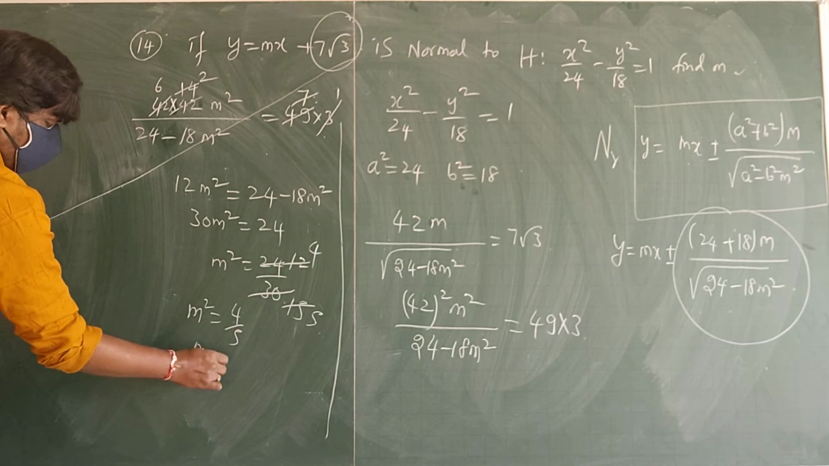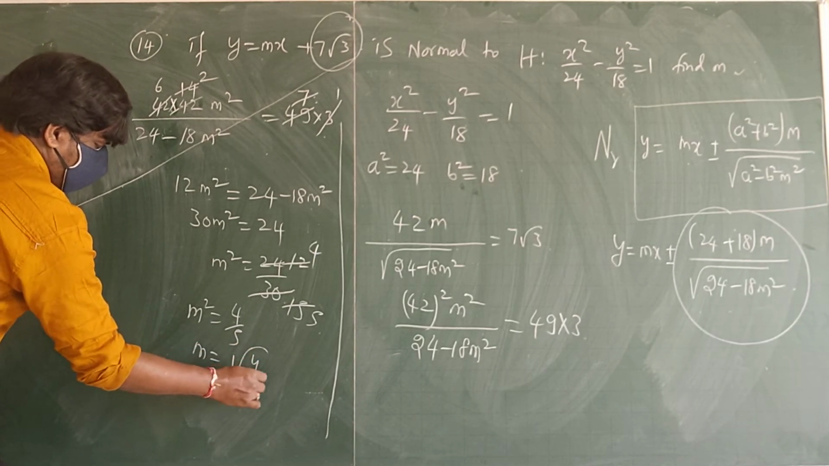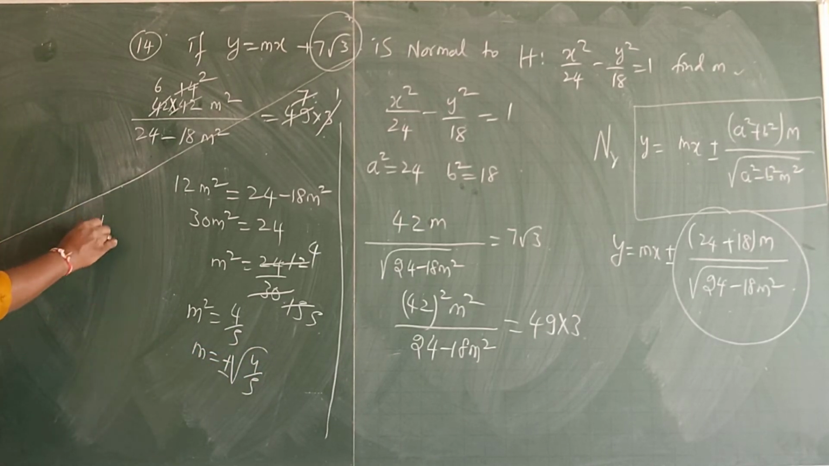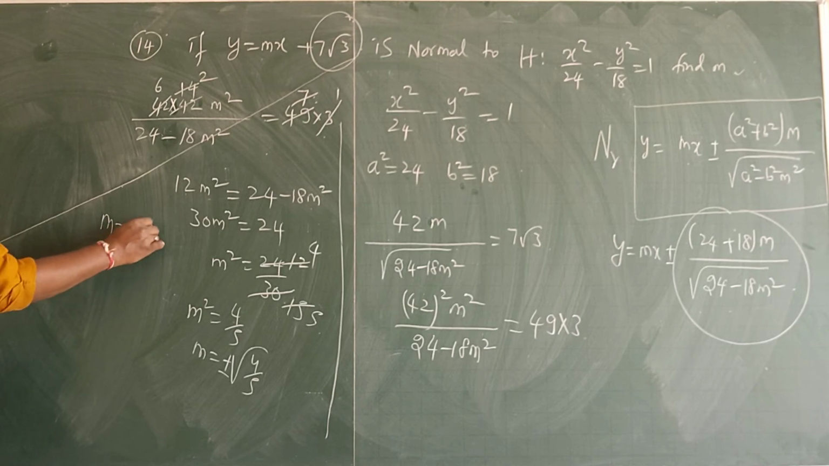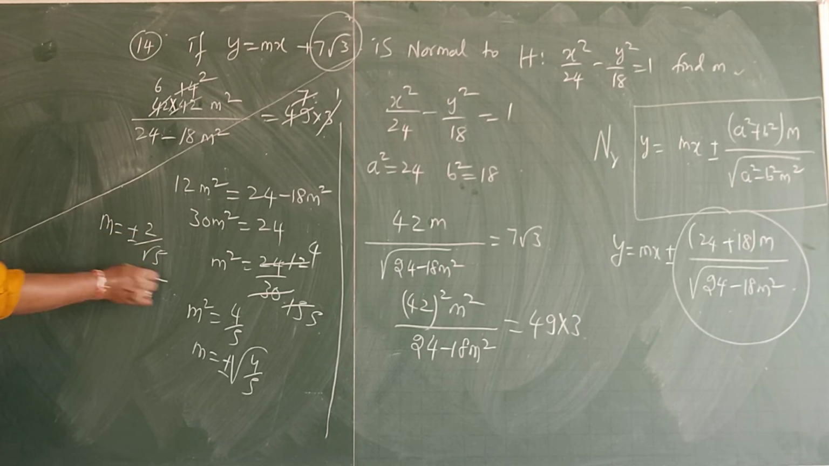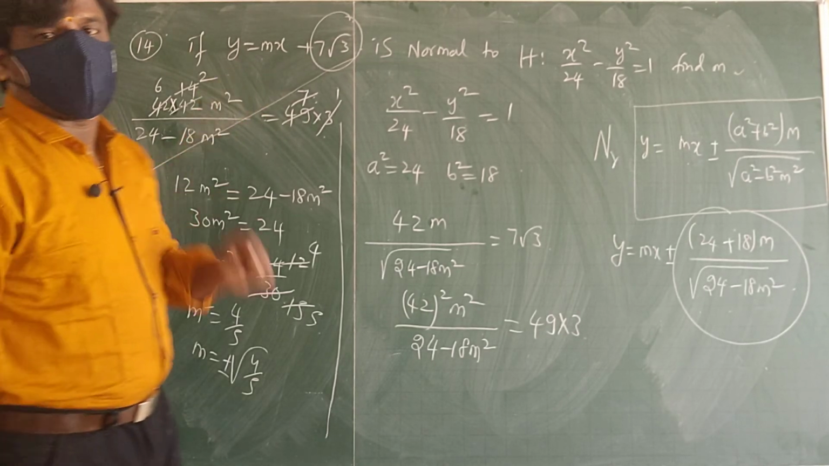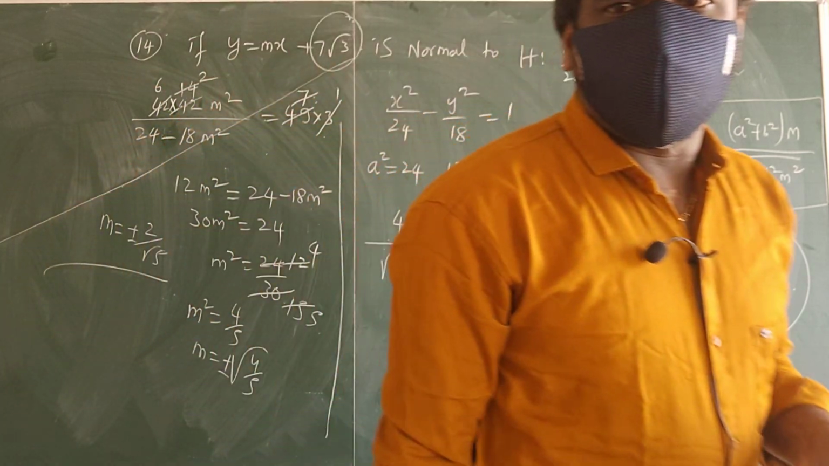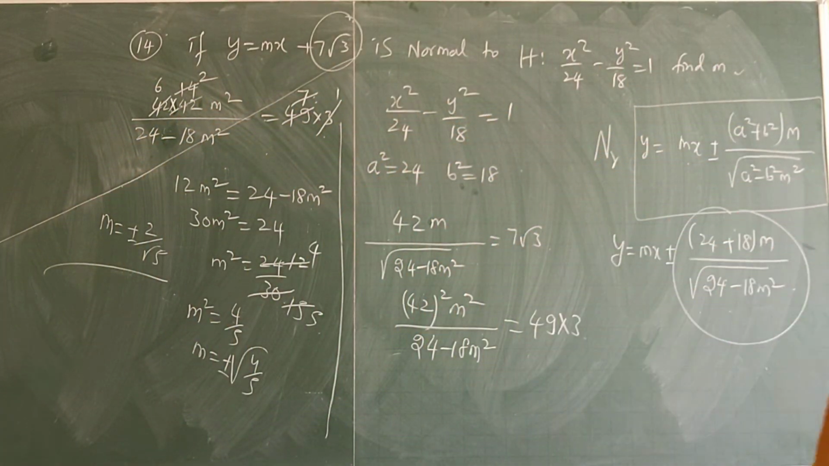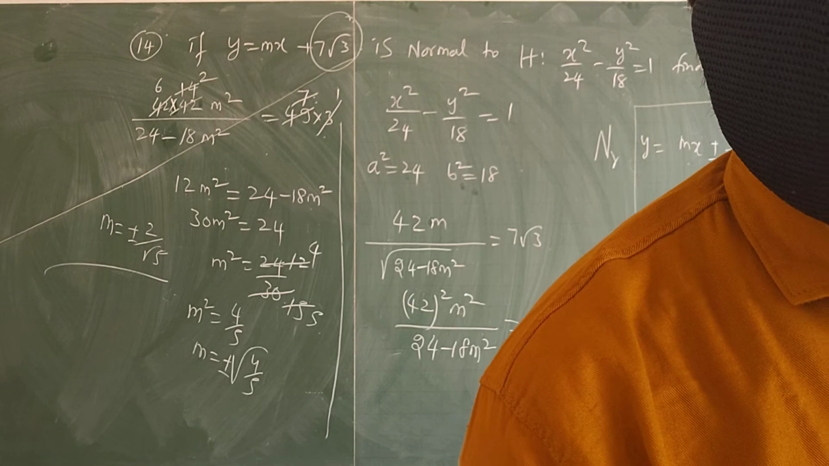m is equal to plus or minus square root of 4 by 5. So m is equal to plus or minus 2 by root 5 is the required answer, because he is asking to find the slope m. So that is the desired answer. So, a JEE question.